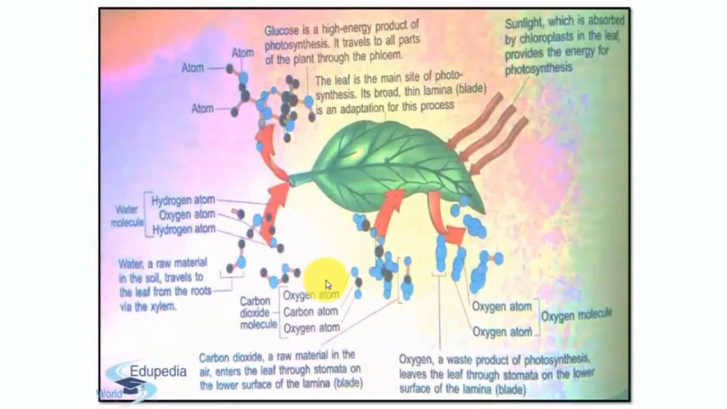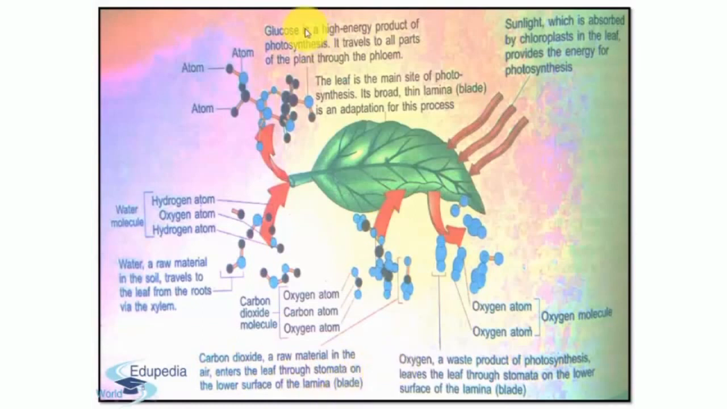This is the picturization of the process of photosynthesis, in which sunlight is absorbed by the chloroplast in the leaf, which provides energy for photosynthesis. See, the leaf is the main site of photosynthesis. Its broad, thin lamina is an adaptation for this process. Here are the raw materials for photosynthesis. First one is water, which is in the soil, and it travels to the leaf from the roots via the xylem. Here we have the carbon dioxide, which is present in the air. It enters the leaf through stomata on the lower surface of the lamina.